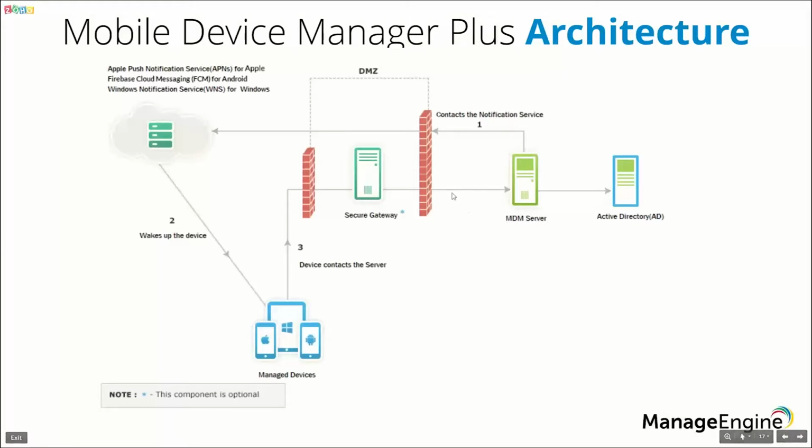In case you don't want to expose your internal MDM server, you can also place an additional component in your DMZ, the demilitarized zone, where you can place the secure gateway server, which will act like a relay between your internet devices and the internal MDM. Whenever a device tries to communicate to your server from the internet, it will be redirected through the secure gateway component.